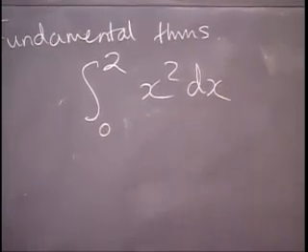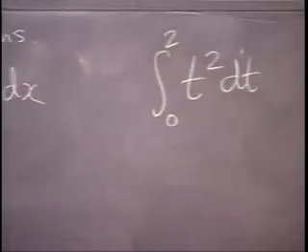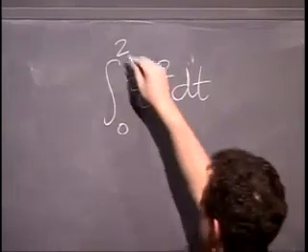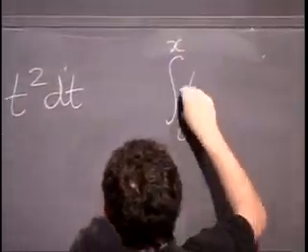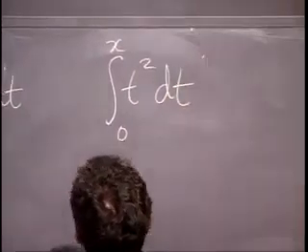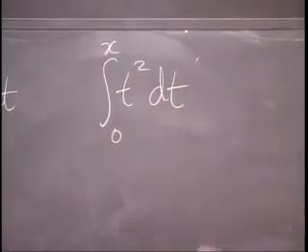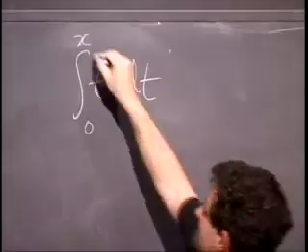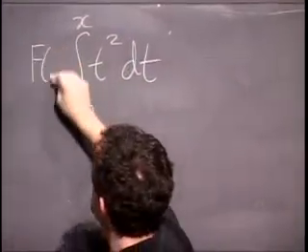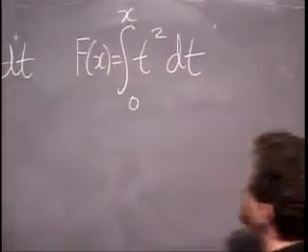Why? I don't know where I want it from. Let's just take this and change the top to x. Well, t does not come into this. This is not a function of t. T is just the dummy variable. But this is now a function of x, which I'm going to call capital F of x.